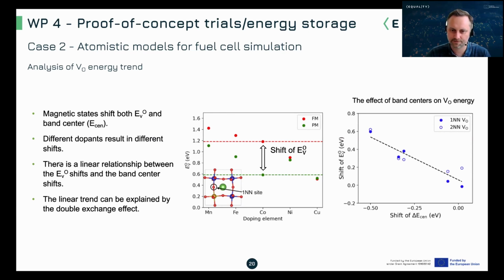And interestingly, we found a linear relationship between the oxygen vacancy energy shift and the band center shift. The oxygen vacancy formation energy shift is the difference between these energies in the ferromagnetic and paramagnetic state. And the band center shift is how these band centers move relative to the doping. And if you plot this all together, we find that these data points have a linear relationship, which is quite remarkable and interesting.